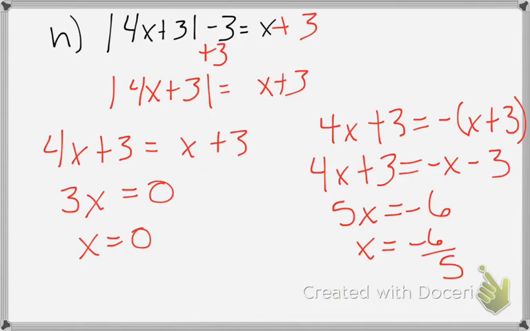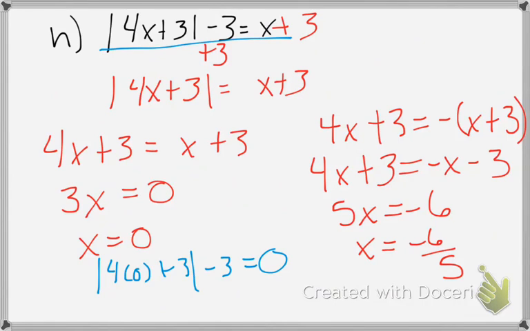Now I need to actually go through and verify that these are actual solutions. So if I use 0 in my equation, I've got the absolute value of 4 times 0 plus 3 minus 3 is equal to x, or is equal to 0. If you noticed, I used the original equation that I started the problem off with. So when I work inside my absolute value, 4 times 0 is 0, so I've got 3 minus 3. And 3 minus 3 does give us 0, so this is going to check out as a solution.